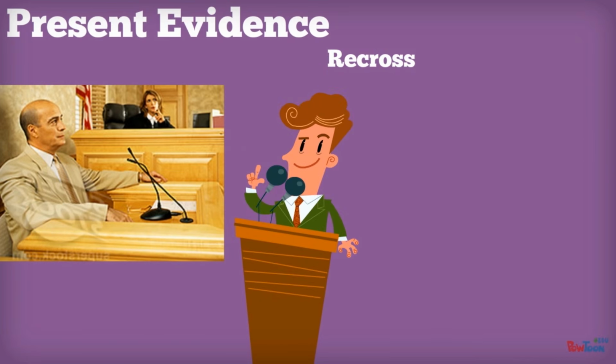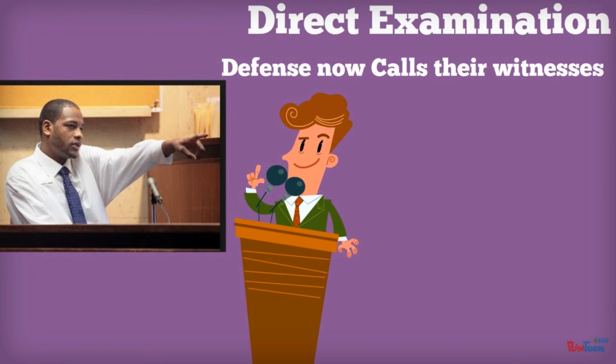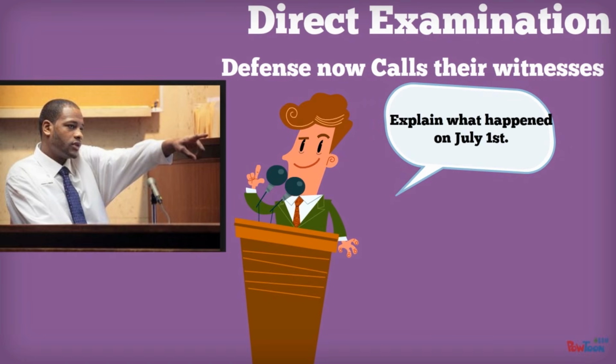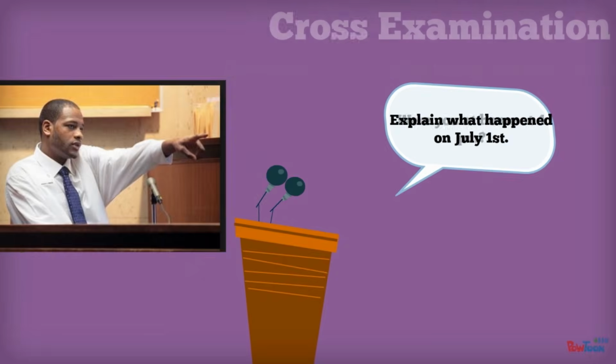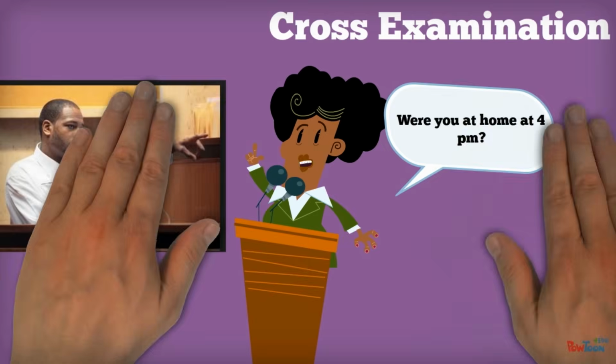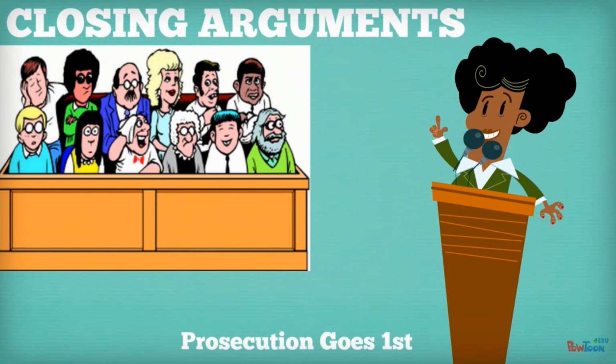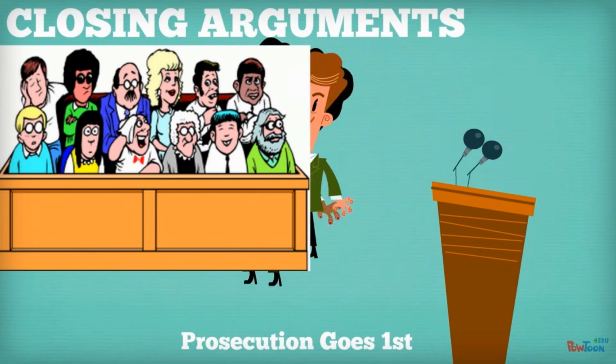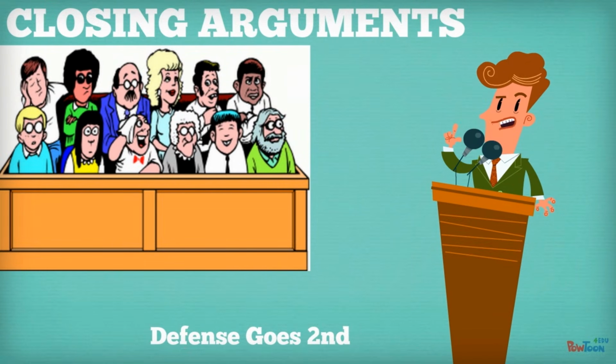Now the defense calls their own witnesses in what's called the direct examination, where they will ask open-ended questions, like explain what happened on July the 1st. Then the prosecution can cross-examine by asking a question like, were you at home at 4 p.m.? Both sides will then give their closing arguments. This is one last chance to win the jury over. Prosecution goes first, and then the defense.